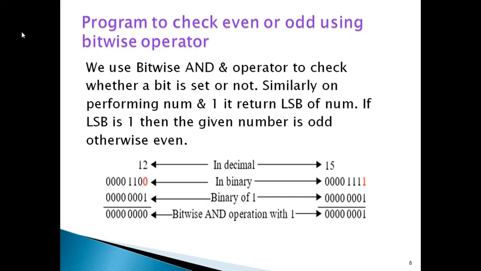We use the bitwise AND operator to check whether a bit is set or not. Similarly, on performing num AND 1, it returns the LSB of num. If the LSB, least significant bit, is 1, then the given number is odd, otherwise even. Now we will see the example.